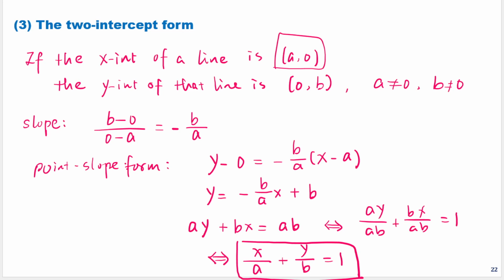x over the x-intercept a plus y over the y-intercept b equals 1. If you know the x and y-intercept of that line, you could directly write the equation of that line using the two-intercept form. Do you get it? So have a look at the two-intercept form here, and let me know if you have any questions. All right.